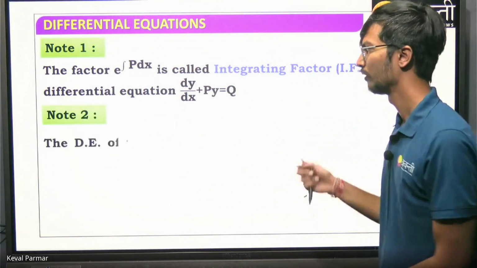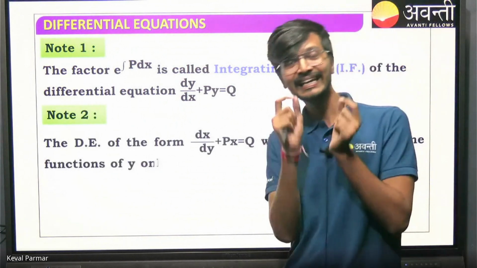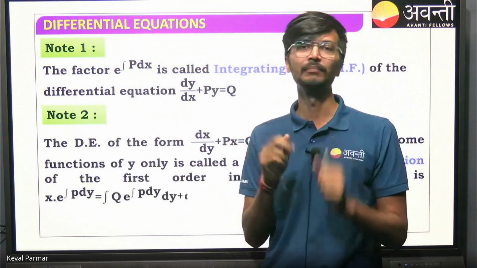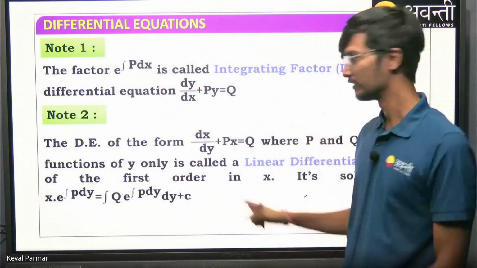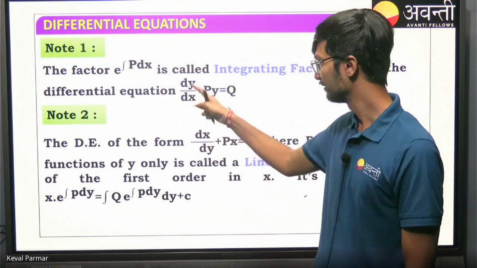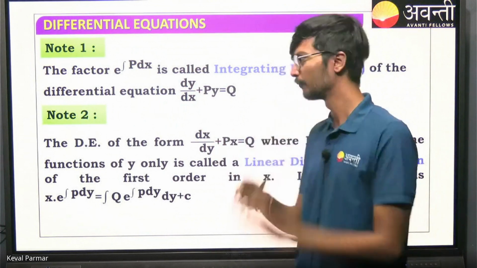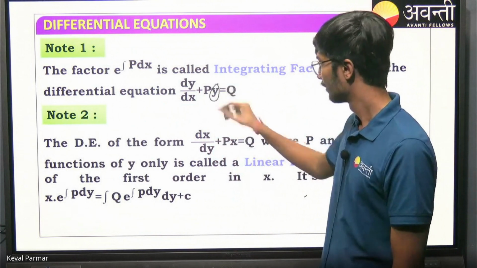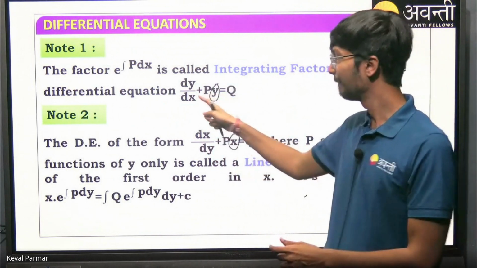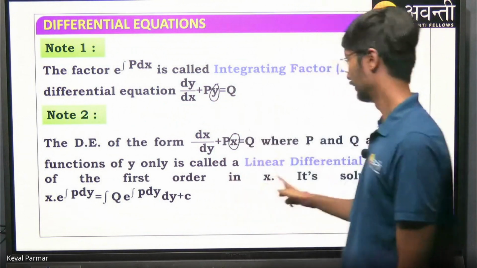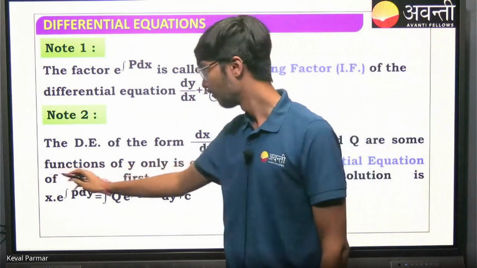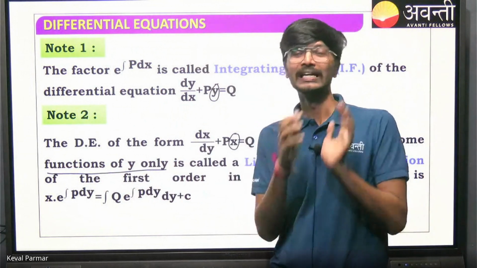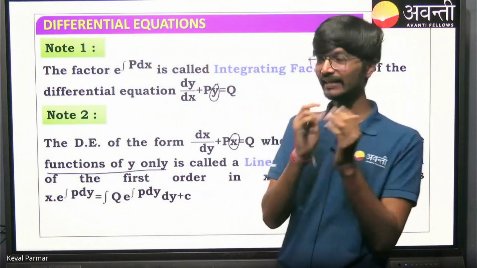Chalo, note 2. What is note 2? This is the second type of differential equation where just the dependent and independent variables are getting interchanged. Here we have dx by dy. See the relation? It is exactly the opposite. Wherever we had y, now we have x. Here p and q are functions of x. Here p and q are some functions of y. So it is exactly opposite, and therefore in the solution also we'll get exactly opposite.